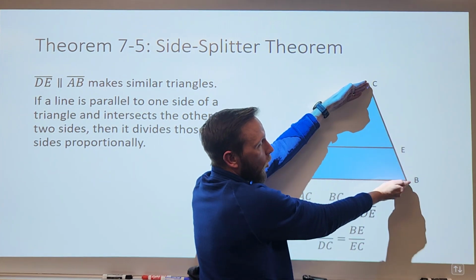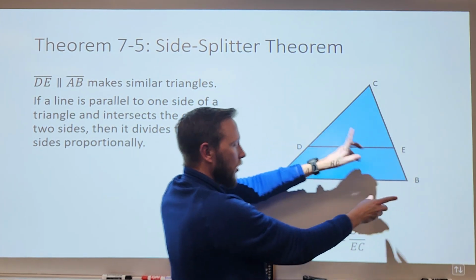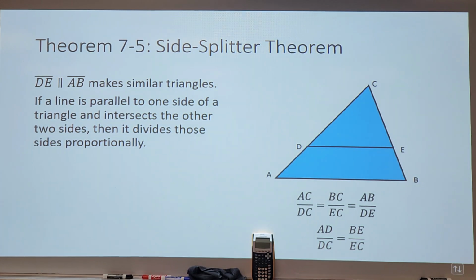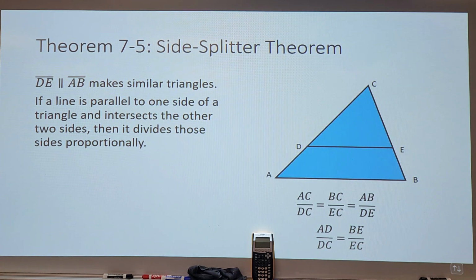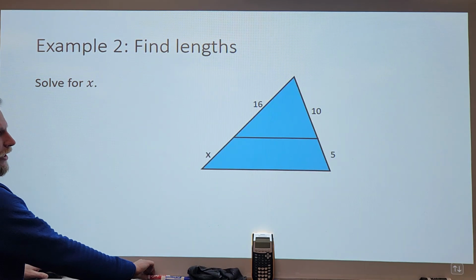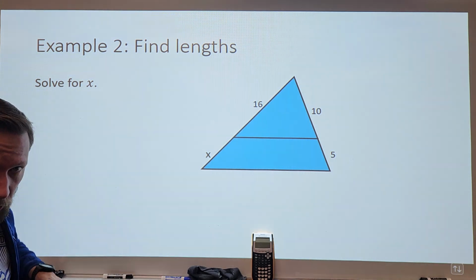Right? The part over the whole is different than the part over the part. So be aware of that and be careful with that. But these are similar triangles by angle-angle similarity. All right, so in this case, there's a couple ways we could do this.